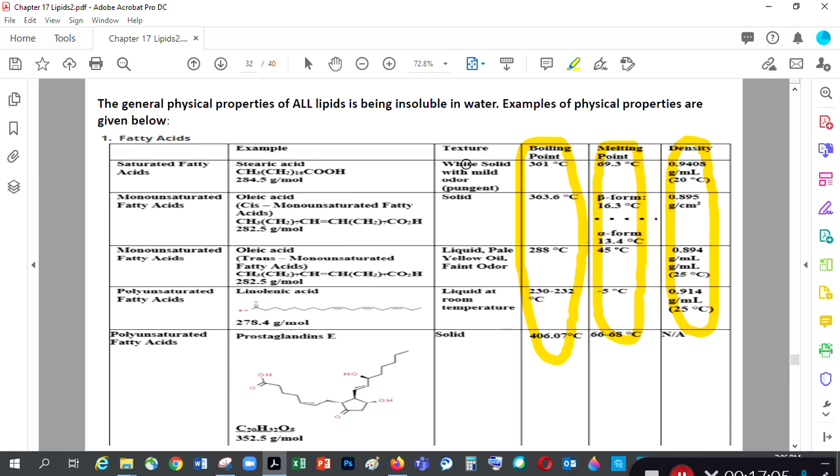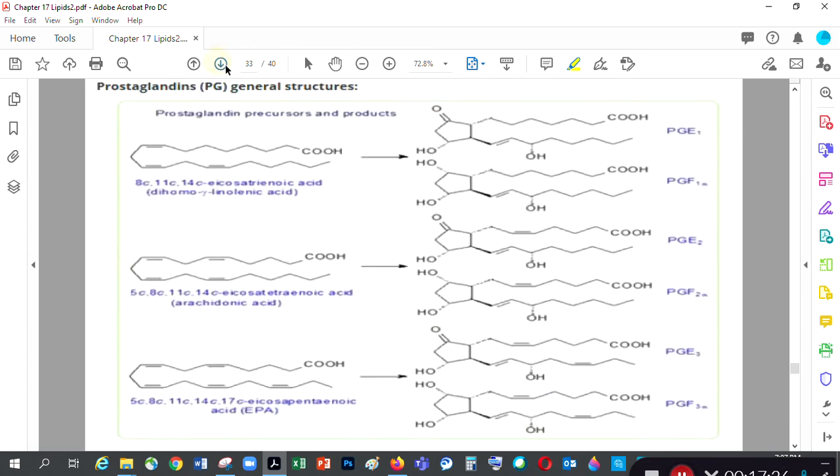And the texture depends on the double bond. If they don't have a double bond, then that's solid for sure. If they have a double bond, most probably they will be liquid. And it depends on the molar mass too: the larger the fatty acid molar mass, the higher the boiling point, correct? So this is just the fatty acids, and we can go further and look at prostaglandins.